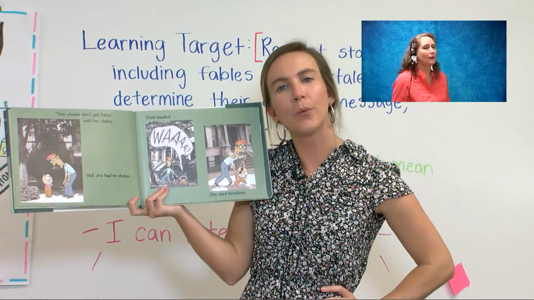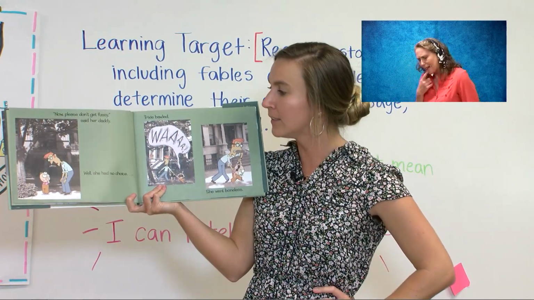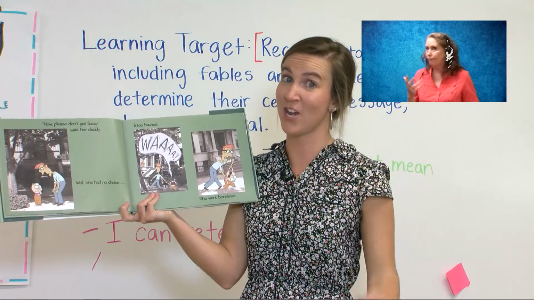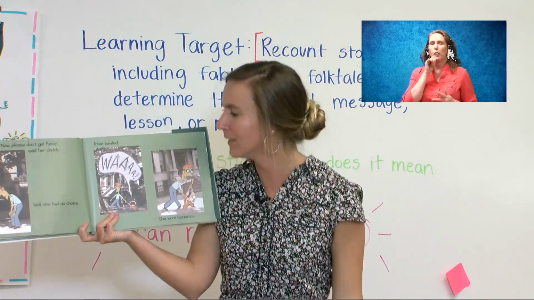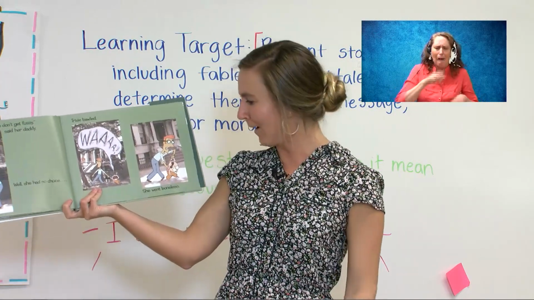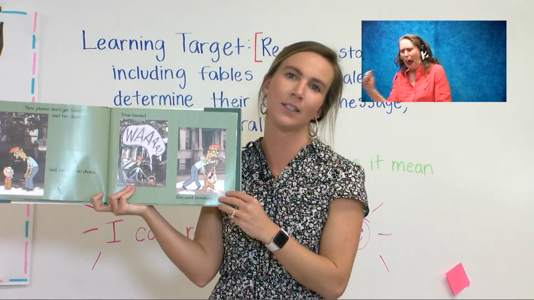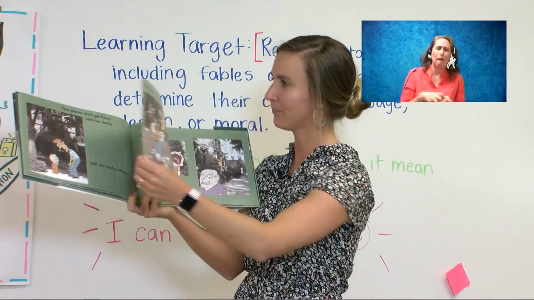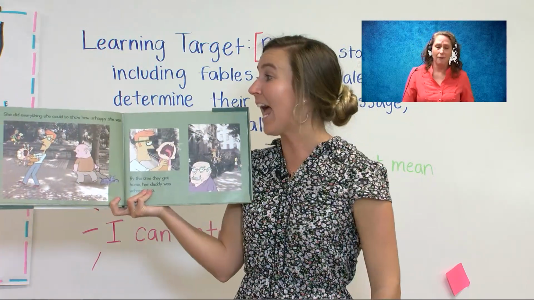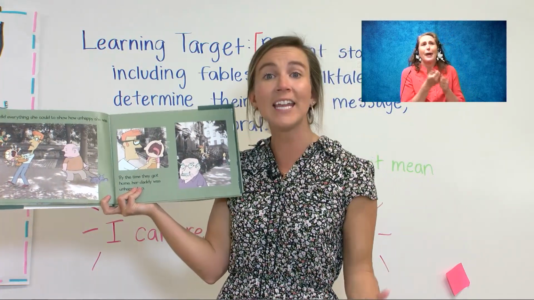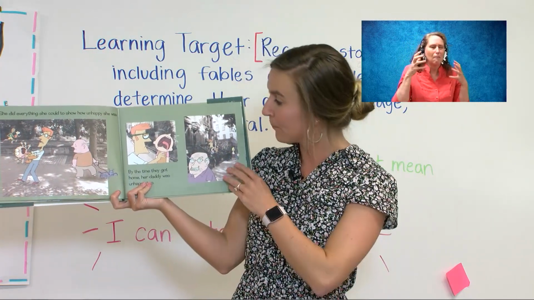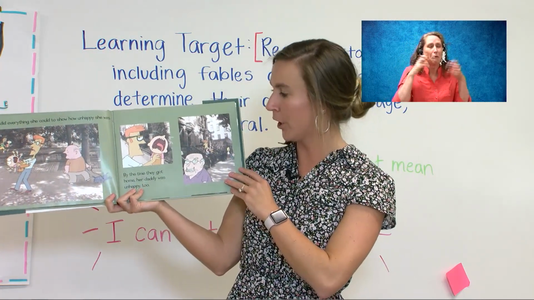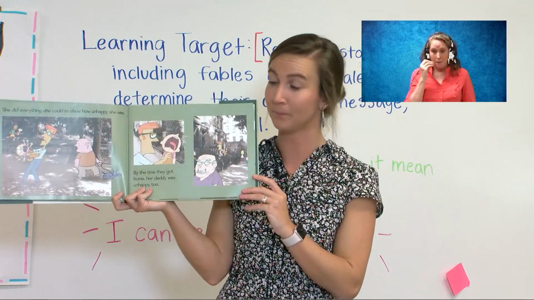"Now, please don't get fussy," said her daddy. Well, she had no choice. Trixie bawled. Wah! She went boneless. She did everything she could to show how unhappy she was. She was throwing a fit. By the time they got home, her daddy was unhappy too.